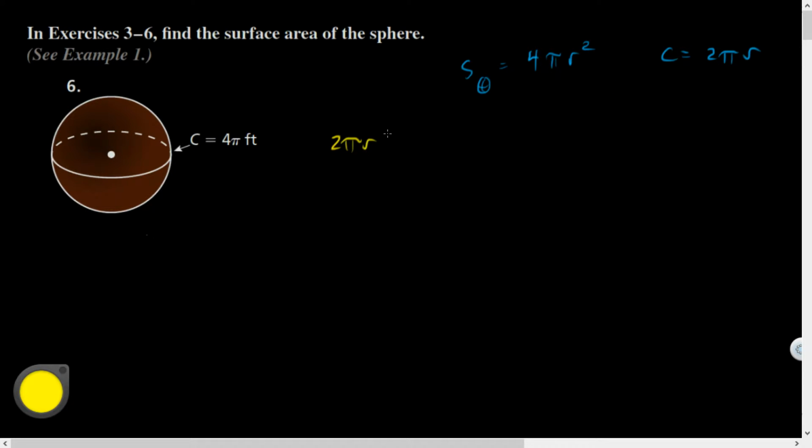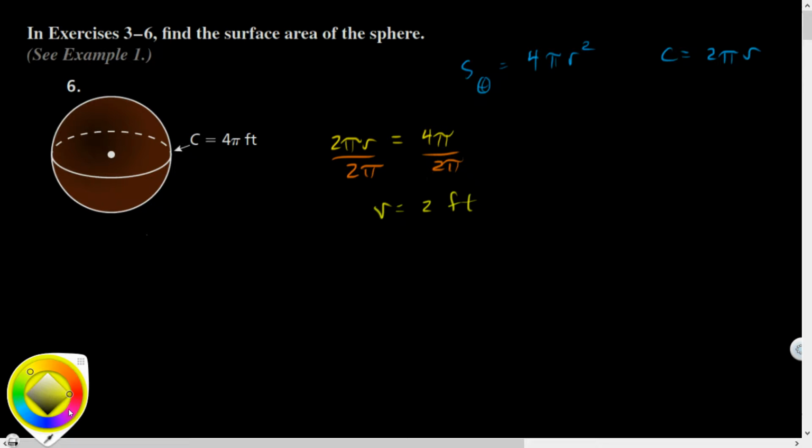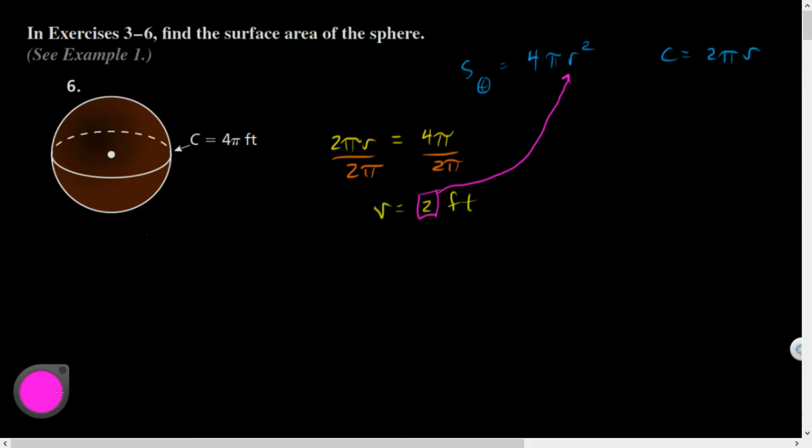So if 2 pi r is equal to 4 pi, I can solve for r by dividing both sides by 2 pi. And r is equal to 2, measured in feet. And if r is 2, now I can plug that in up here for surface area. So 2 squared is 4, times 4 is 16 pi. And that would be measured in feet squared.